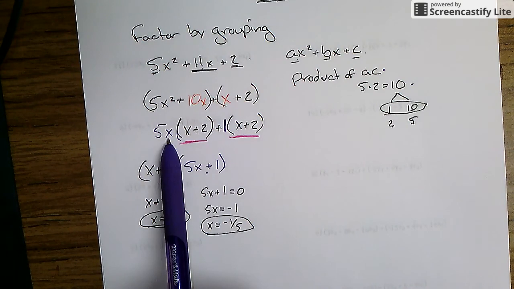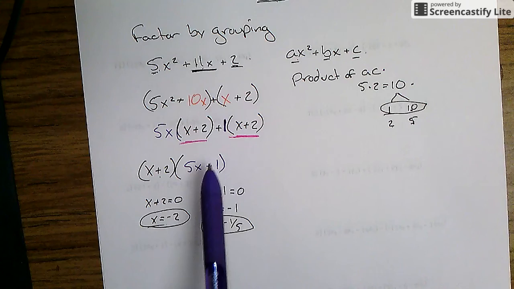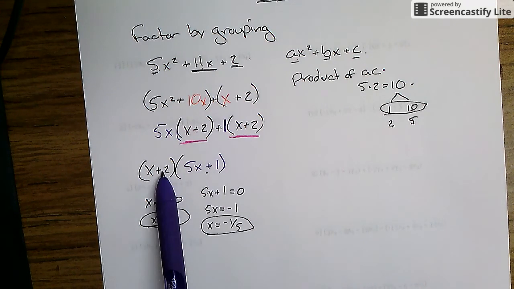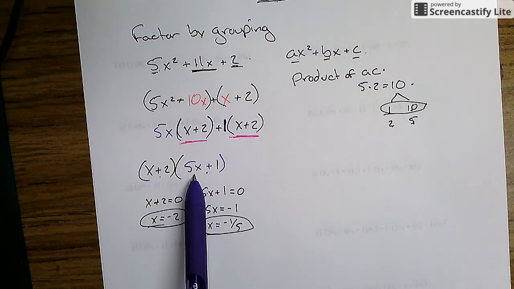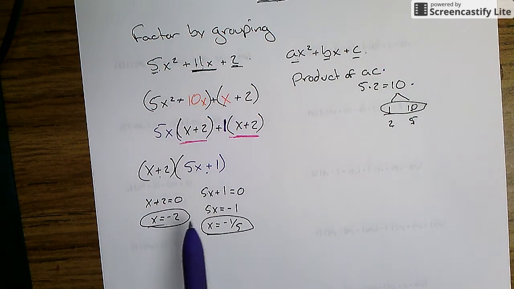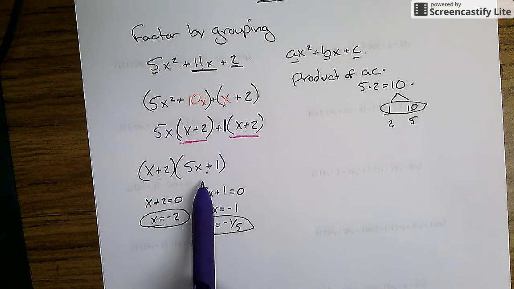Factored out our greatest common factor, no greatest common factor in the second pair. And then we factored out this common expression, this x plus 2, leaving behind 5x plus 1. So we have our two linear factors for our quadratic. And then if we needed to, we could solve for our zeros. Otherwise, if we were dealing with a rational function, we could then look to see if there were common terms in the other half of the rational function, which would allow us to cancel and simplify.